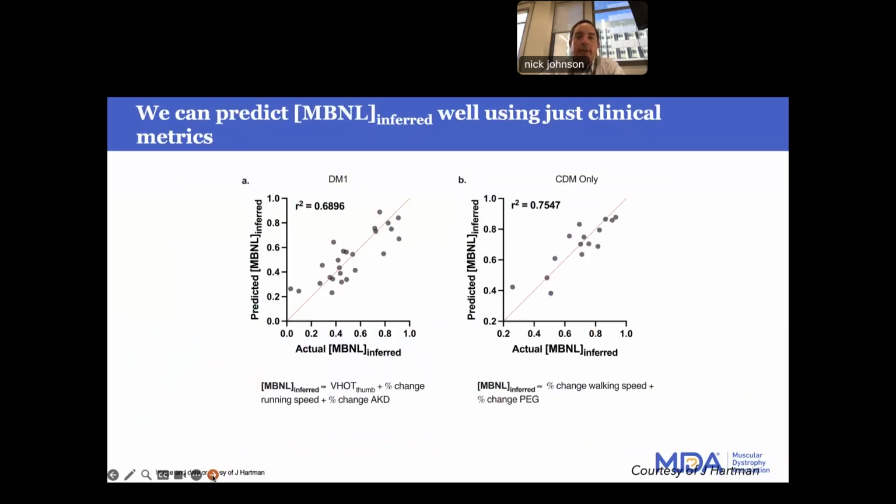So can you predict the underlying RNA splicing using a combination of clinical metrics? Here is looking at DM1 individuals as well as CDM only. Again, it's a small sample set and requires additional validation. But it suggests that by using a combination of the percent change on the 9-hole peg test and walking speed, you might actually be able to do a pretty good job of predicting what the underlying missplicing characteristics are, which would be helpful and potentially remove the need to continue to take lots of muscle biopsies from kids.